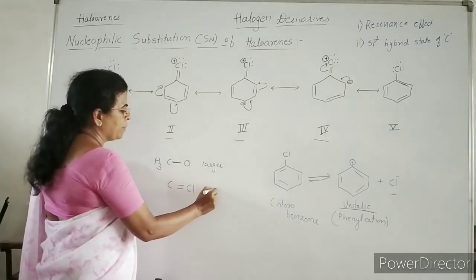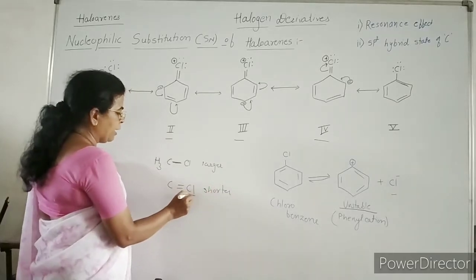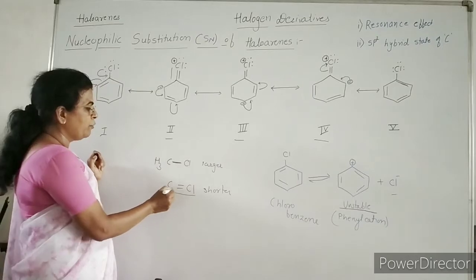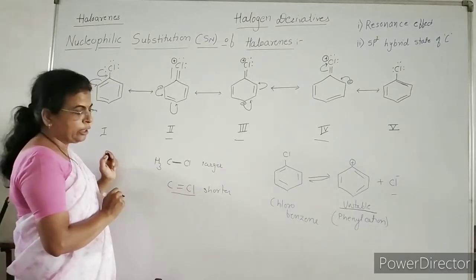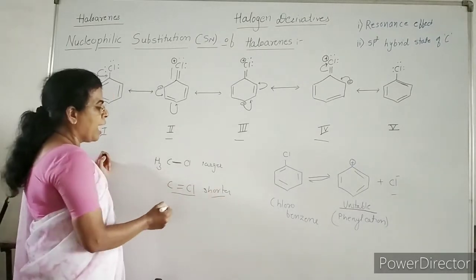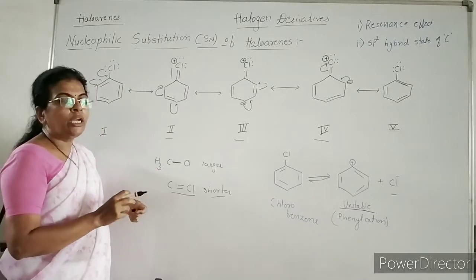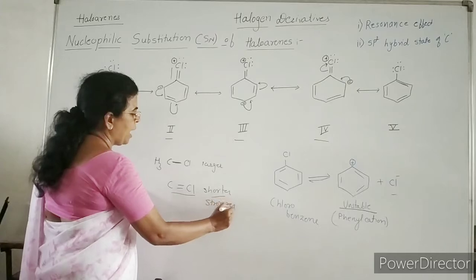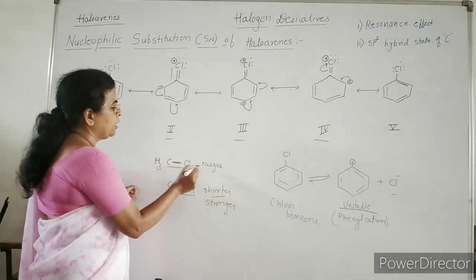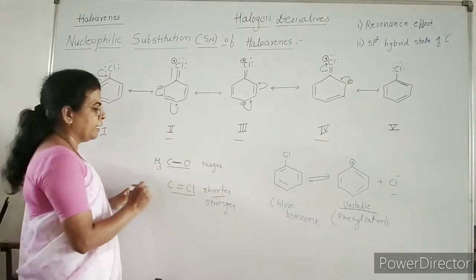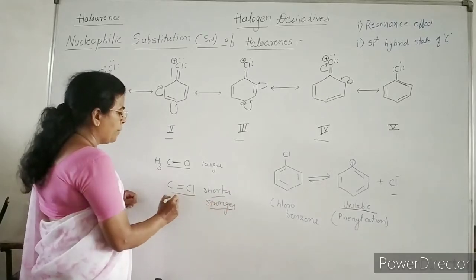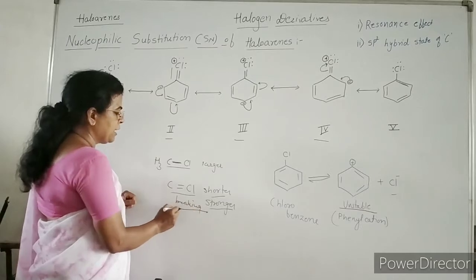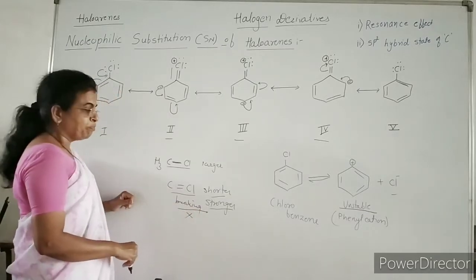This bond length is shorter because it acquires double bond nature. Now here this bond length is shorter, therefore it acquires double bond nature, therefore it is shorter. And when the bond becomes shorter, it becomes stronger. This bond becomes stronger as compared to the C-Cl bond present in alkyl halide. And due to stronger nature, breaking is not easy. Breaking of this C-Cl bond is not possible.